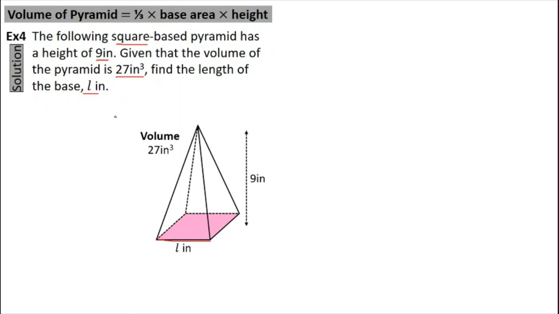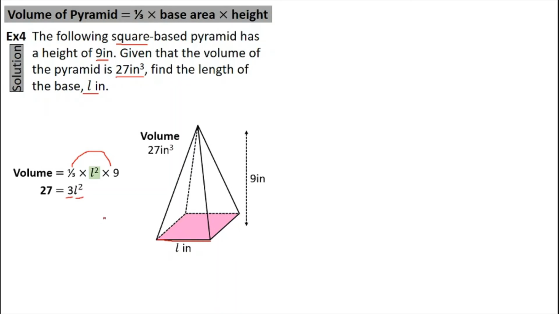We're still going to start the same way, using the formula we've been using all along. The volume of a pyramid is 1/3 of the base area times height. So, the volume is going to be 1/3 times L squared times 9. Well, we know the volume, so we can put that in. And we also know that 1/3 of 9 is 3, because 9 divided by 3 will give us 3. So now what we know is that 27 is the same as 3 lots of L squared.